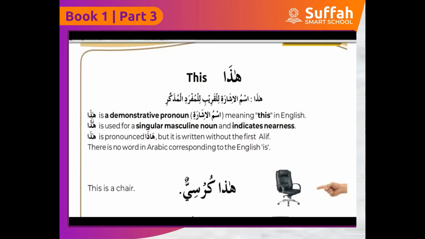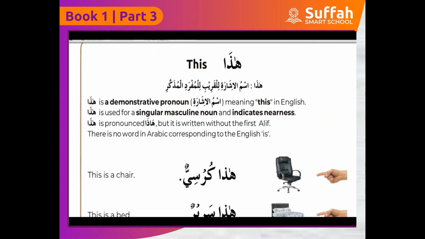Here is hada. Now from the left, first line. Hada is a demonstrative pronoun, ismul isharati, meaning this in English. Second line, hada is used for a singular masculine noun and indicates nearness. Hada is pronounced hada, as I told you earlier, but it is written without the first alif. There is no word in Arabic corresponding to the English is. I will tell you about this later.